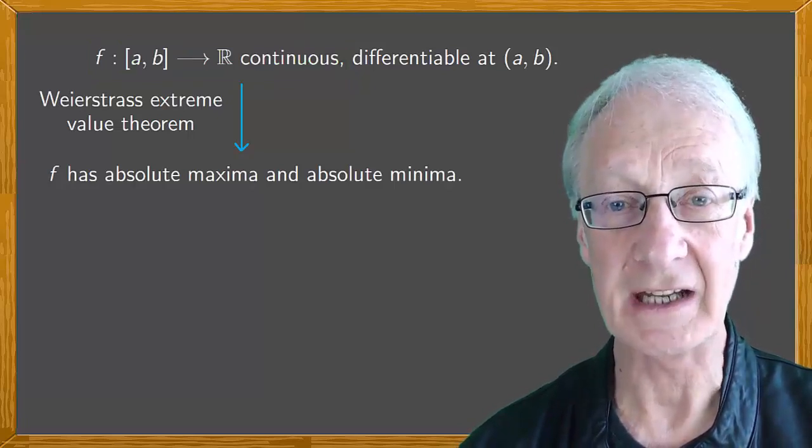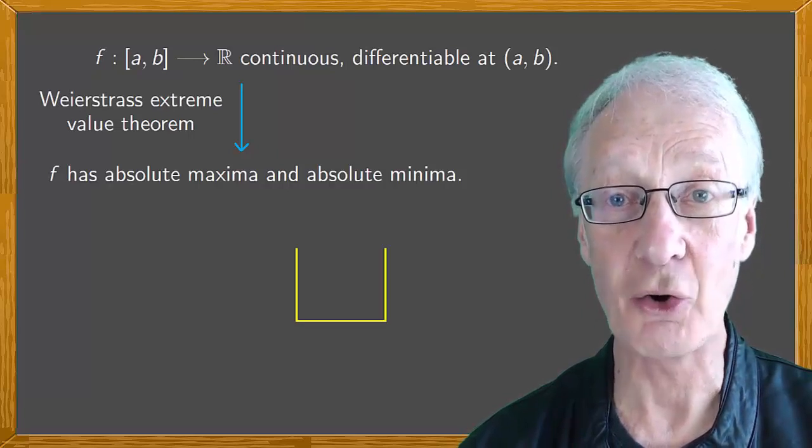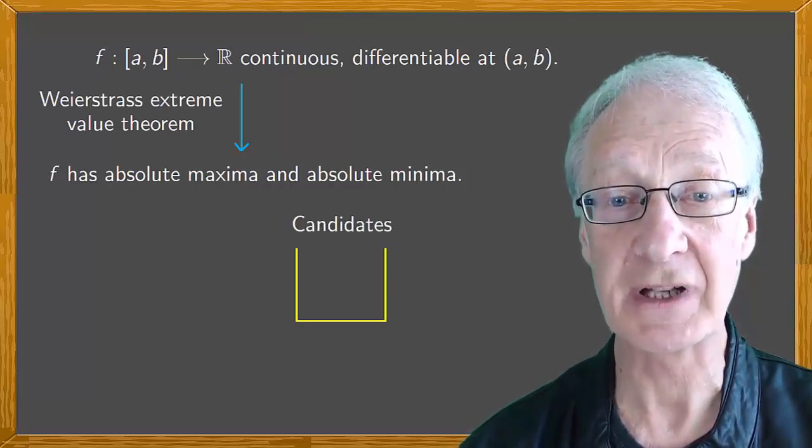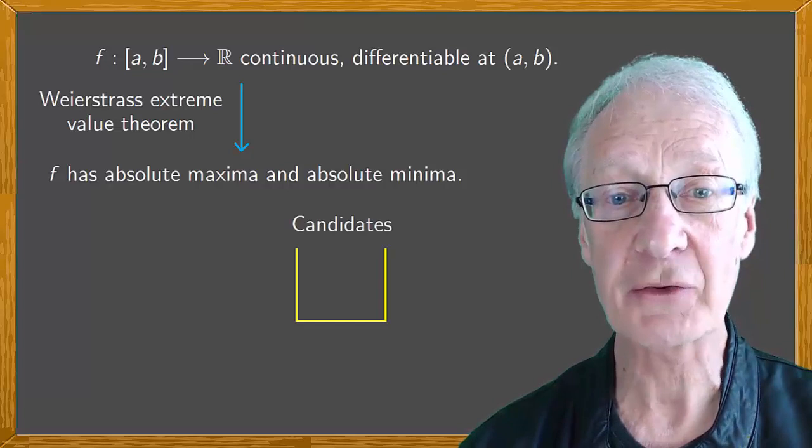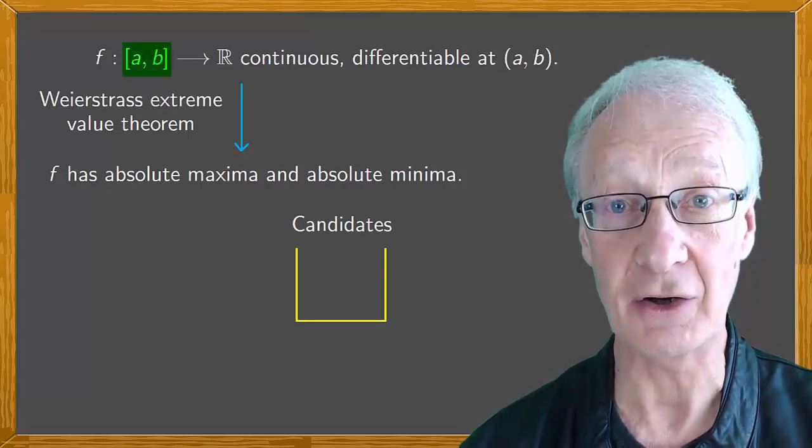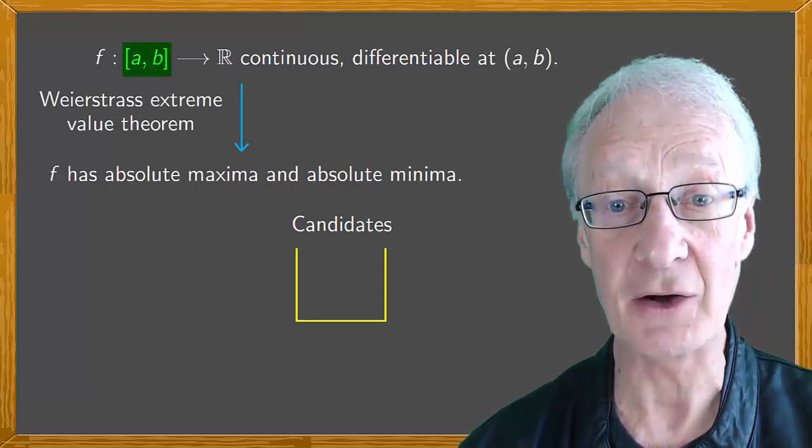The way to proceed is to obtain a set that contains all the candidates for absolute extremes of our function. For this we have to reason in the interior of the interval and then at the boundary, that is at A and at B.